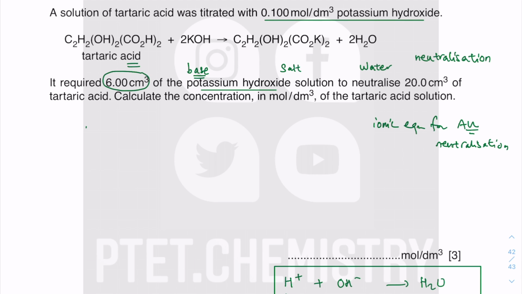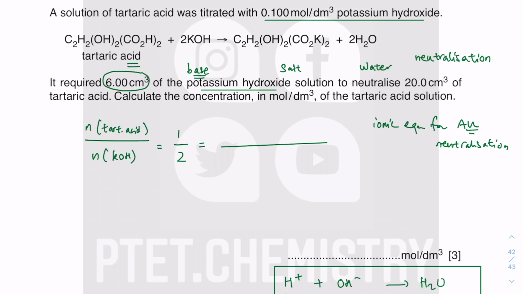So what I'll do is I will have the mole of tartaric acid over the mole of KOH. From the balanced equation, tartaric acid is just 1 mole. Despite the scary looking formula, it's just 1 in front and it's 2 mole there. 1 mole of tartaric acid reacts with 2 mole of KOH from the balanced equation.